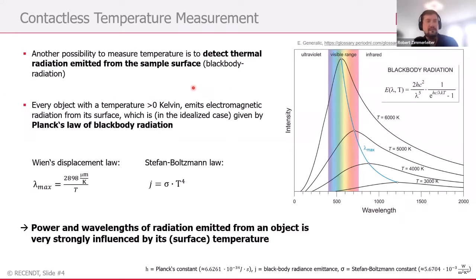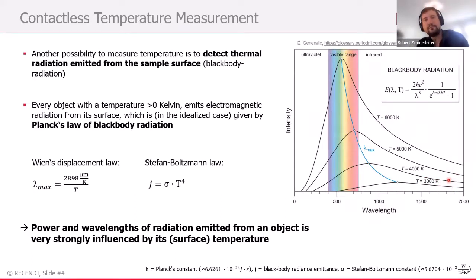So the theory states every object with a temperature above 0 Kelvin, which is absolute zero, emits electromagnetic radiation from its surface to a certain degree, which in the idealized case is given by the famous Planck's law of blackbody radiation, also illustrated in the graph on the right. You can see the formula on the top right, and there are different emission curves drawn for an ideal blackbody for temperatures, for example, 6,000 Kelvin or 3,000 Kelvin.